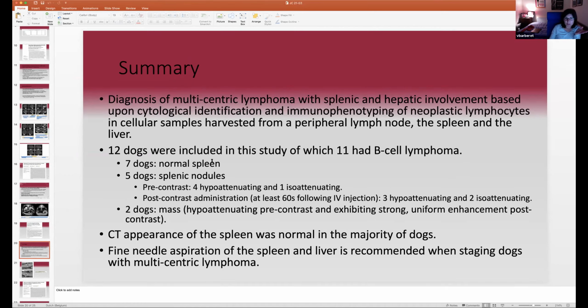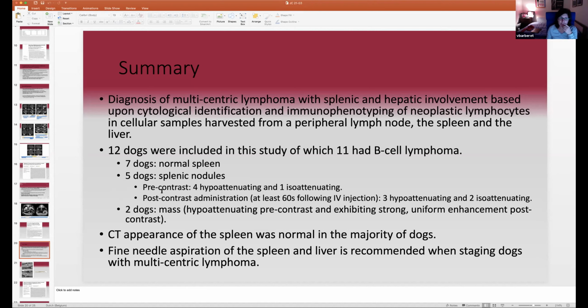But 7 dogs had a normal spleen, 5 dogs had splenic nodules, and then they mentioned that 2 dogs had a mass. So I guess some were overlapping, otherwise that wouldn't equal 12, but 14. So I guess some of the 5 dogs that had nodules also had masses.